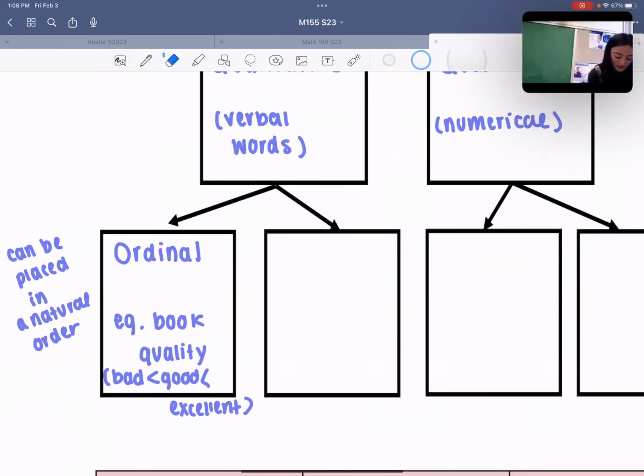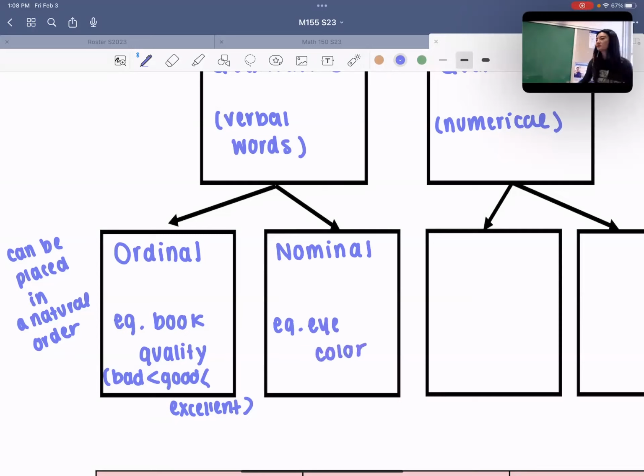All right. Next, we have the idea of nominal data. Nominal is the opposite of ordinal. So nominal data can't be put in some natural order. There's no natural way to say something's less than the other or something's smaller than the other or something like that. An example of this is eye color.